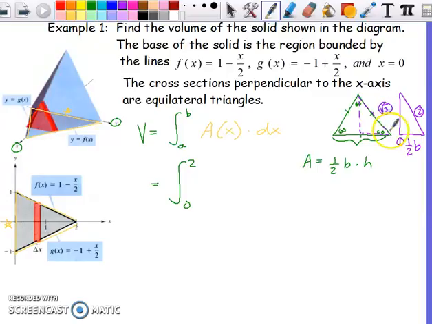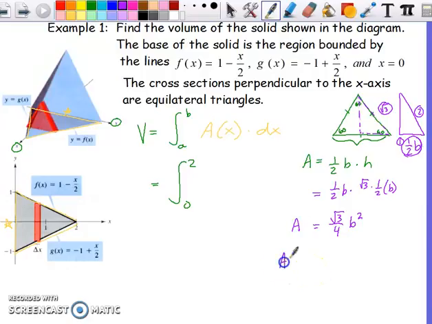Now the small side is 1/2 the base, so the height is the square root of 3 times 1/2 the base, because you take this proportion times the square root of 3. So the area is 1/2 the base times 1/2 the base times square root of 3. I'm going to get the square root of 3 over 4 times base squared, and that would be the area of the cross-section.